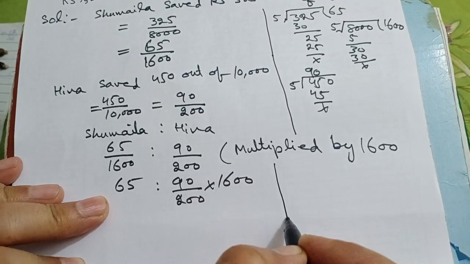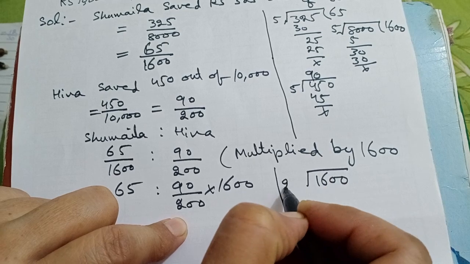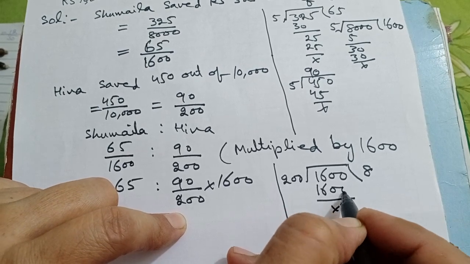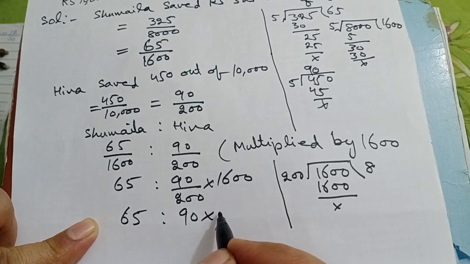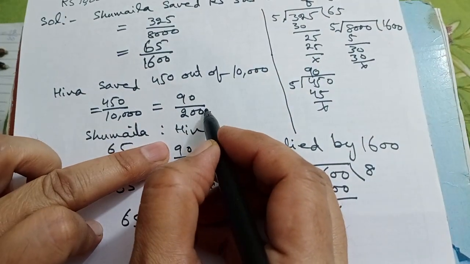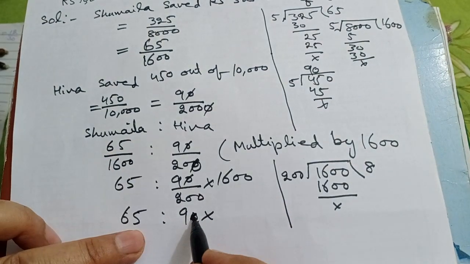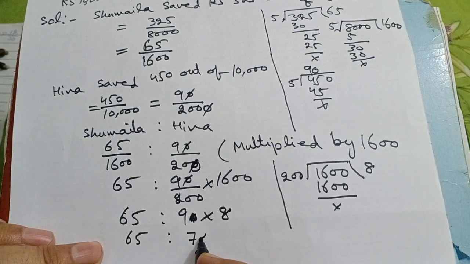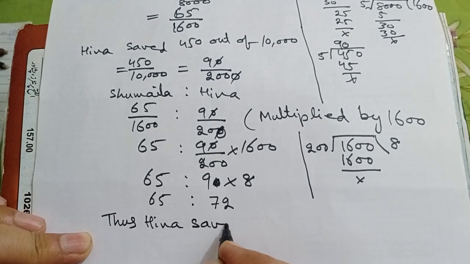We solve it by dividing 1600 by 200, and we got 8 2s are 16. 65 ratio 90 multiplied by 8, so we have 65 ratio 72. Thus Hina saved more than Shumaila.